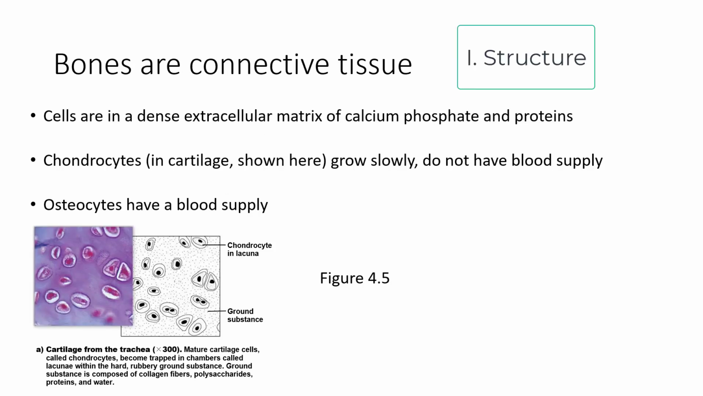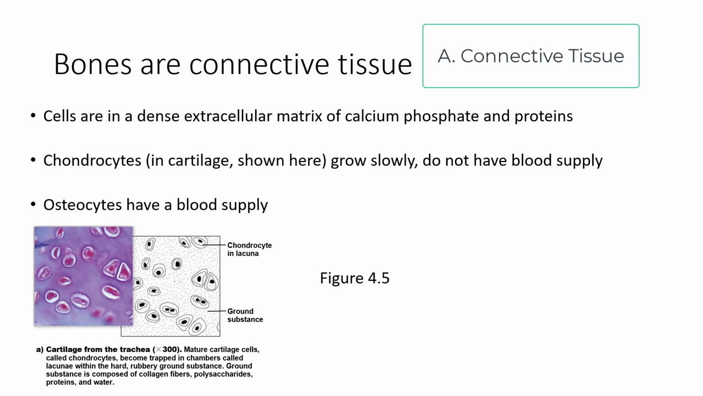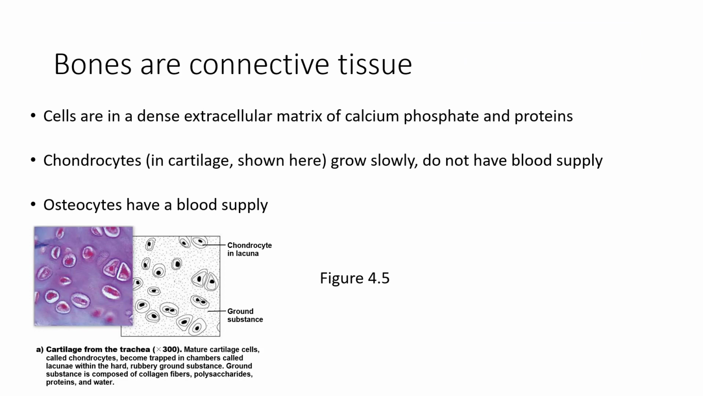Bones are connective tissue. Let's talk about the structure of bones before moving into identifying all of the bones. Bones are made of cells in a dense extracellular matrix of calcium phosphate and proteins. This makes them connective tissue because they are cells in a matrix. We also have chondrocytes, which are made of cartilage. That's shown here. Those grow slowly and do not have a blood supply.